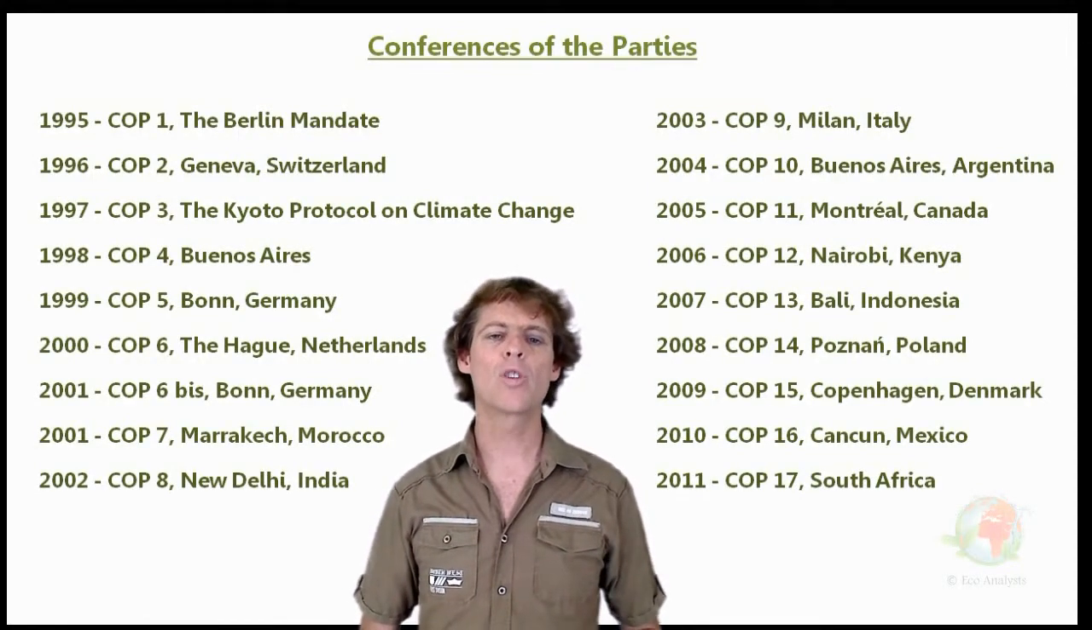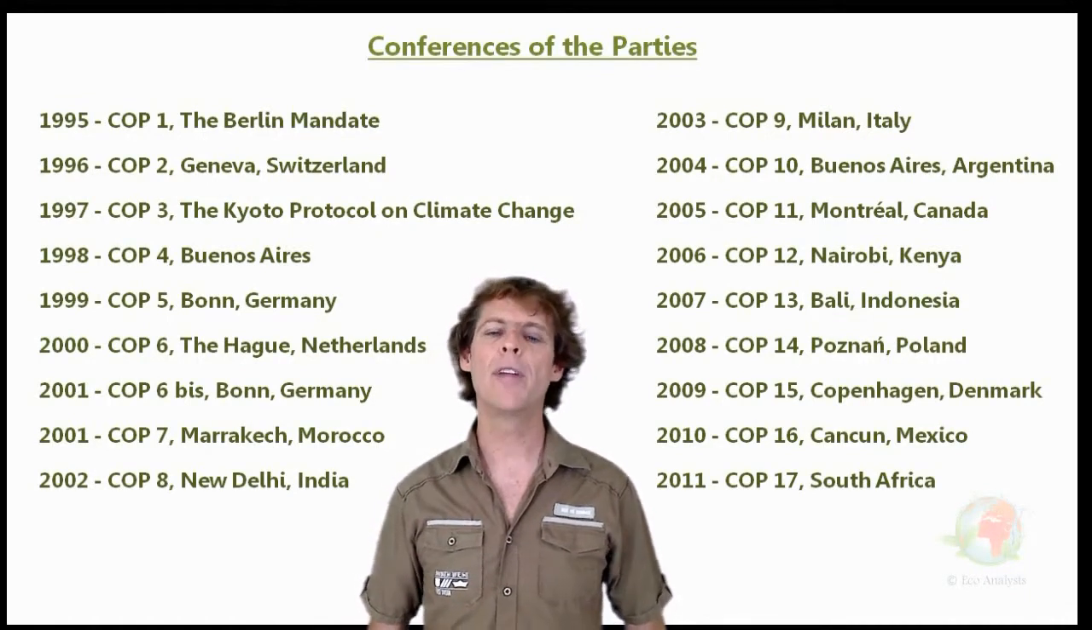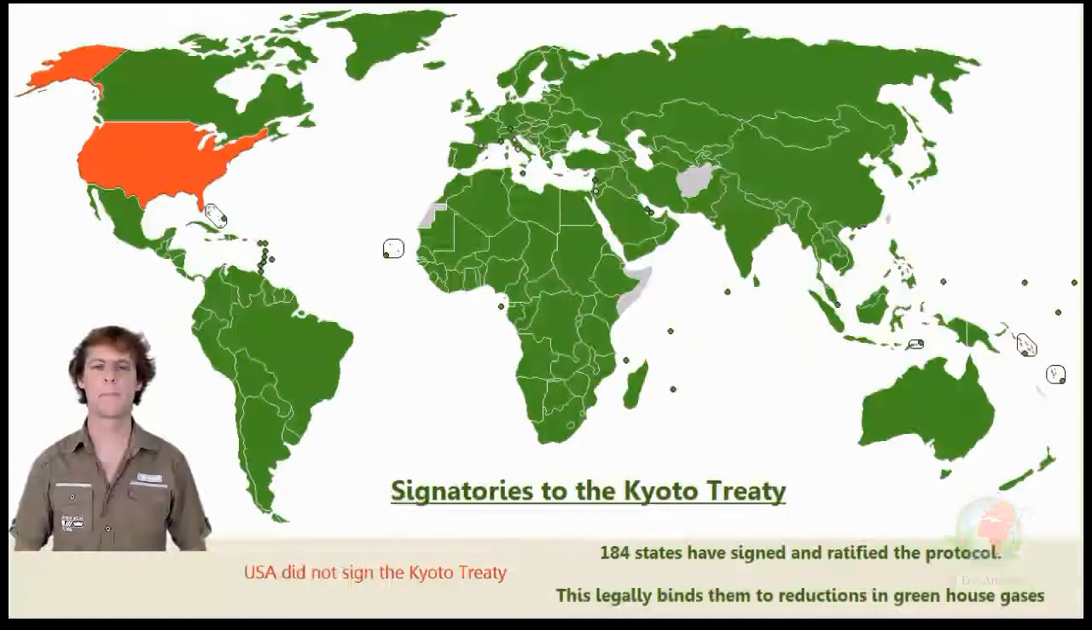The protocol was initially adopted in December 1997 and entered into force in February 2005. As of October 2009, 184 states have signed and ratified the protocol, which legally binds them to reductions in greenhouse gases of an average of 5.2% below 1990 levels in the time period between 2008 until 2012. The only major developed nation that has not signed the protocol is the United States of America.